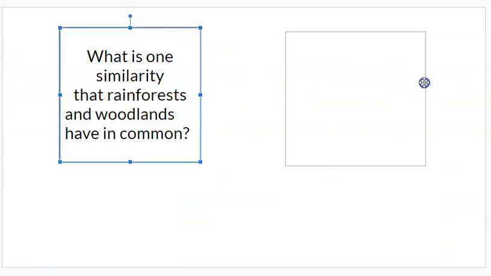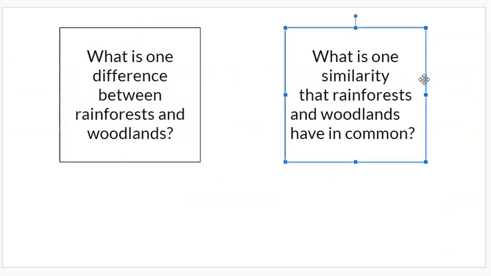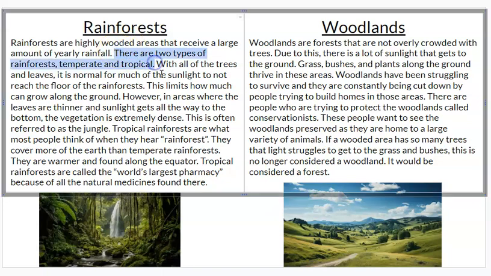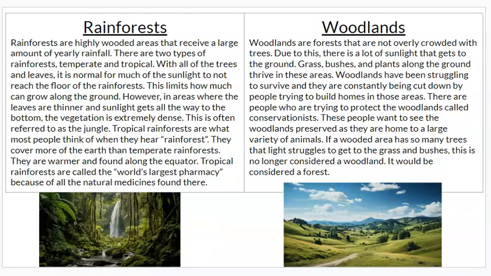Let's look at the next question. What is one difference between rainforests and woodlands? Take a moment and look at the text. What is one difference between rainforests and woodlands? One difference that I notice about rainforests and woodlands is that the rainforest text says that there are two types of rainforests. The woodlands doesn't say that there are different types of woodlands. That's one difference between rainforests and woodlands.